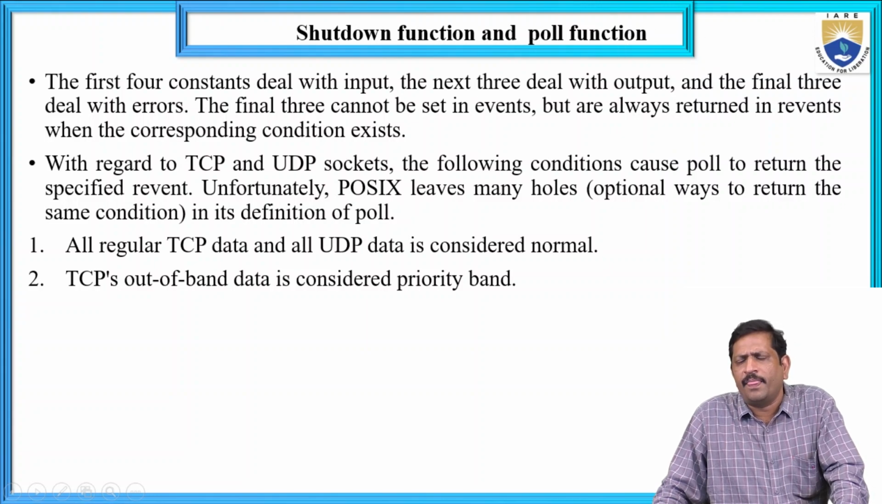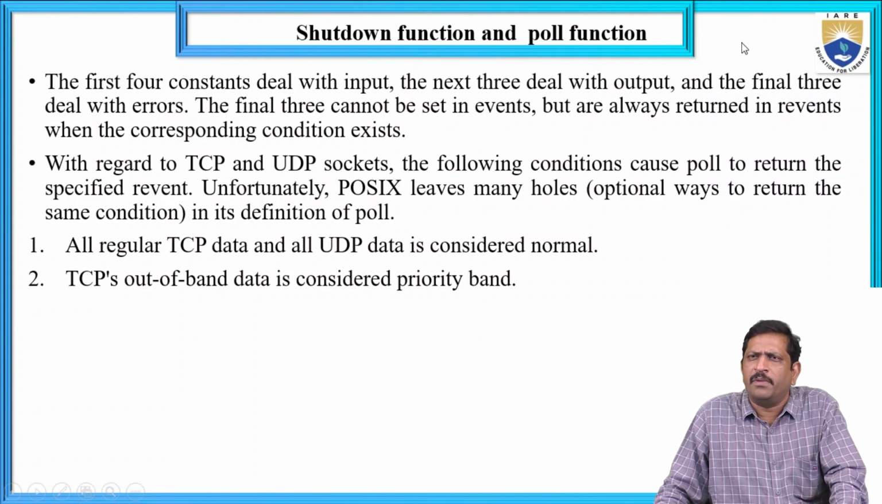With regard to TCP and UDP as a socket, while transmitting the data, we have to consider some other conditions in polling to return the specified event. Unfortunately, the Portable Operating System Interface, that is POSIX, leaves many options. That means many holes, which is nothing but an optional way to return some other condition. Based on this condition, we can define the poll, that means selecting the particular device.